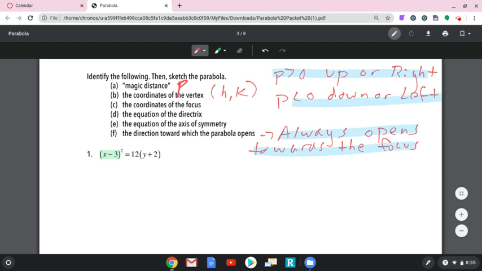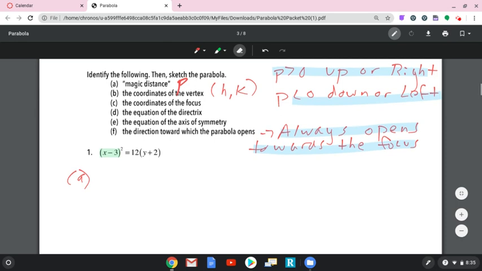Okay, so I know it's an up or down. So if I go by numbers, it says the magic distance. Magic distance means they want me to find P. What does P equal? Well, I know this is already in the correct form. So I know that 4P has to equal 12. So therefore, P would be 3. That's the magic distance. That's the distance between my vertex and my directrix and my vertex and my focus.